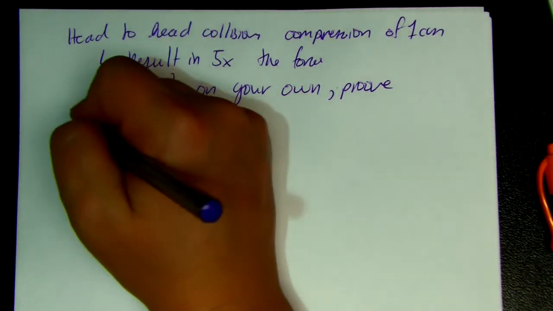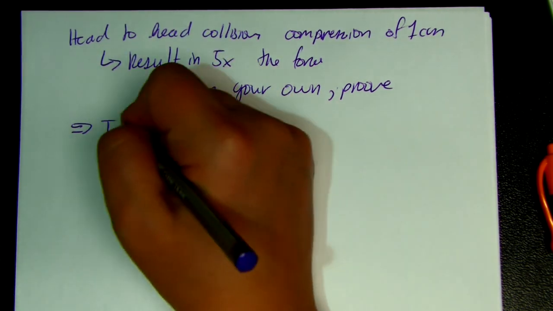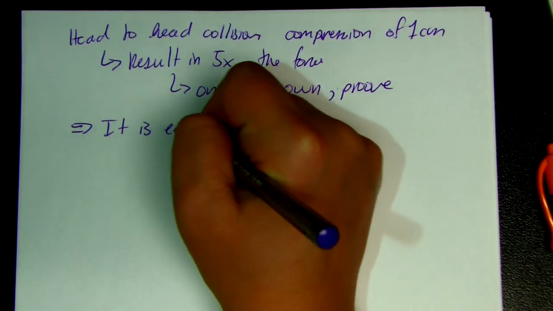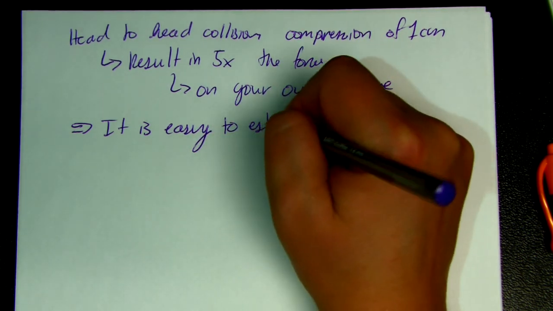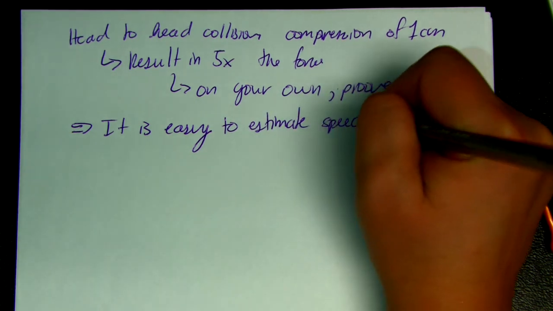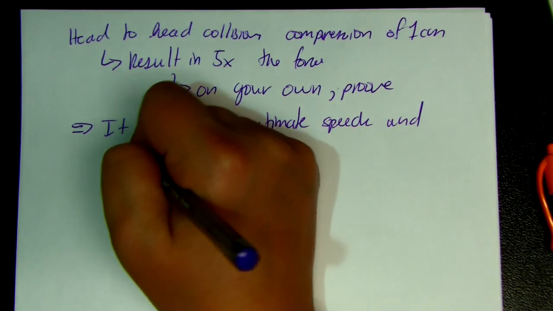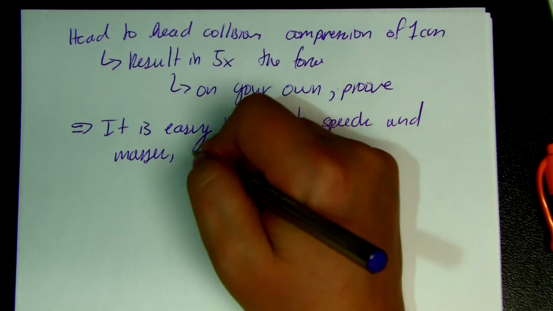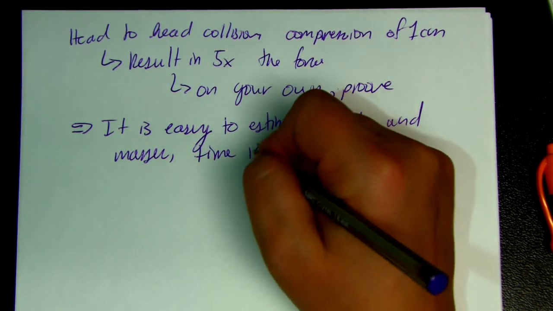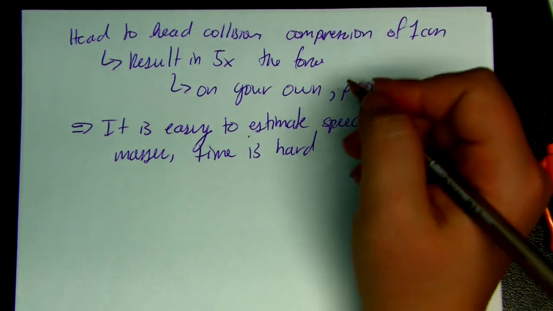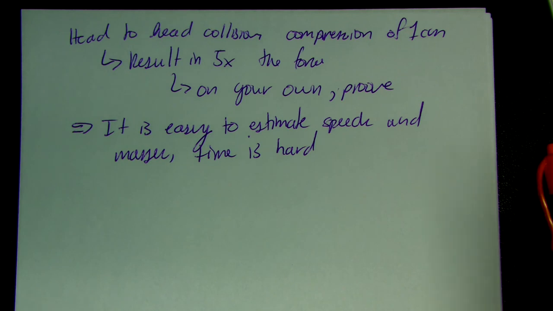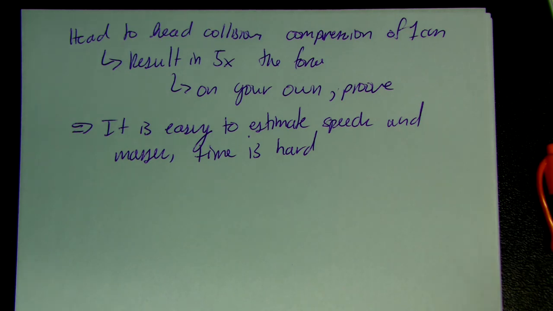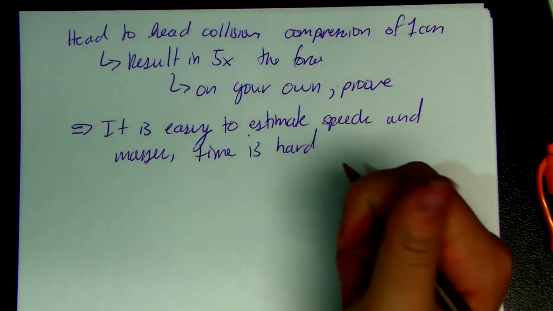Okay, so what we can see from this example is it's easy, or relatively easy, to estimate speeds and masses of people. Time can be hard to estimate. And this is because we live our lives in seconds, minutes, hours, days, and years. And sudden impact collisions take place in fractions of seconds, which is not really something that we, in the time span that we live in, have a good feel for.